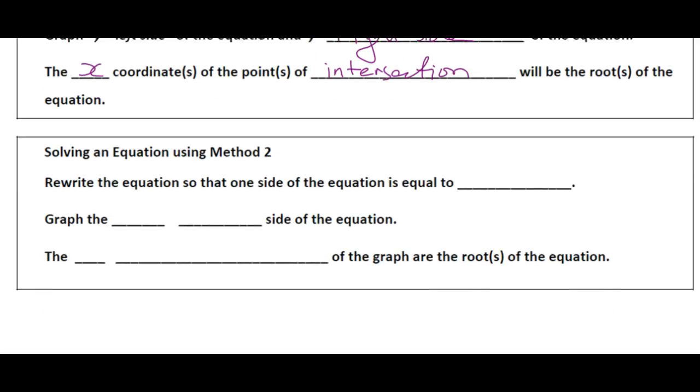Okay? Solve an equation using method 2. We rewrite the equation so one side is equal to 0. Okay? And then we graph the left side. The blank blank of the graph are the roots of the equation. So the what? X-intercepts. Okay? And again, if we're using a calculator, so if we're solving graphically using a calculator, we're going to say rounded to the nearest hundredth. We won't ask you for exact values, right? You can't work them out.